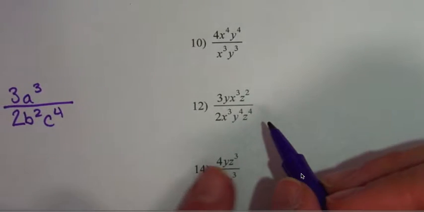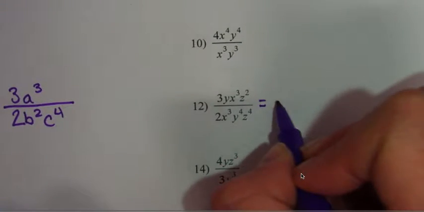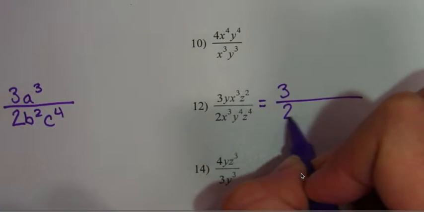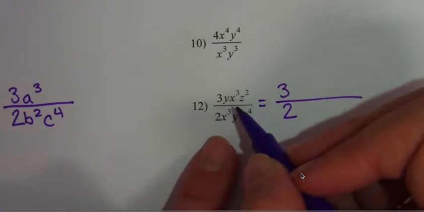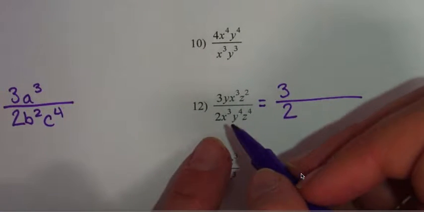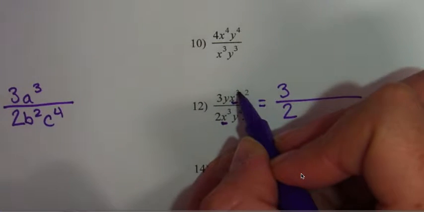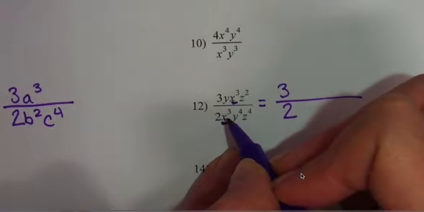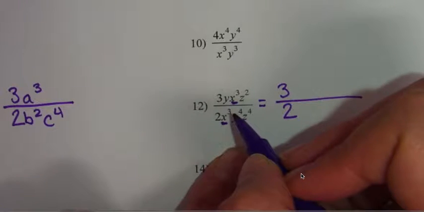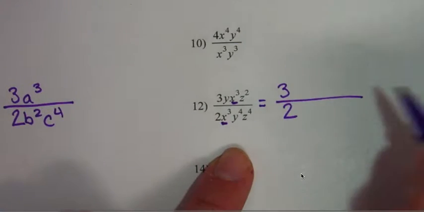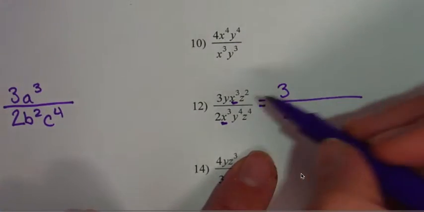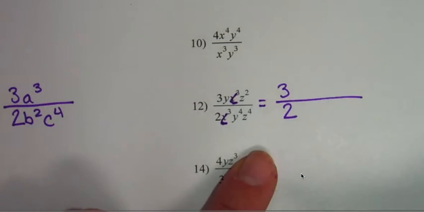All right, let's go over to 12. So 3 over 2, fortunately nothing to simplify out. Now everything's kind of messed up here, so we have to really be careful. So I'm going to look at my x's first. I have x to the third minus x to the third. So 3 minus 3 is 0. Anything to the 0 power is 1. So the x's are going to go away. I don't need these x's anymore.